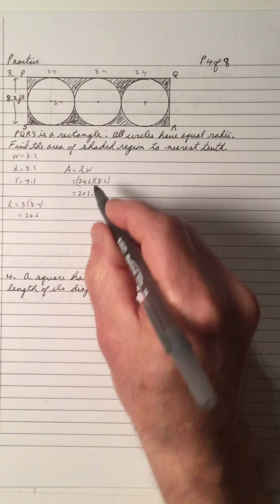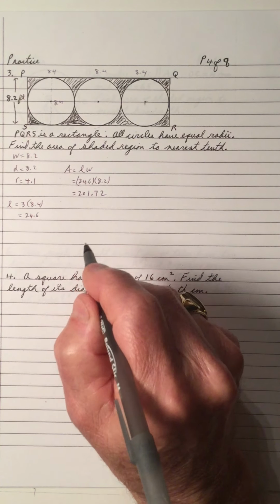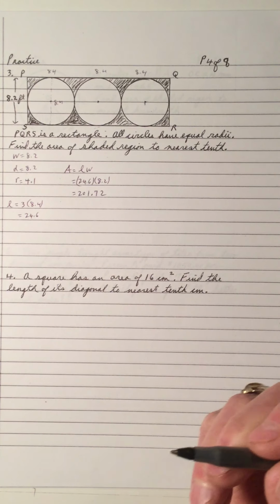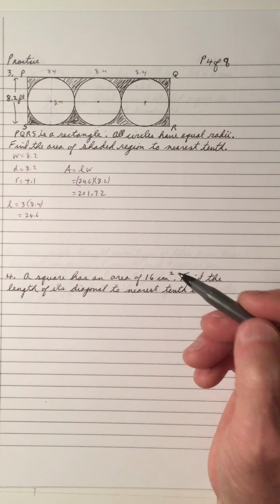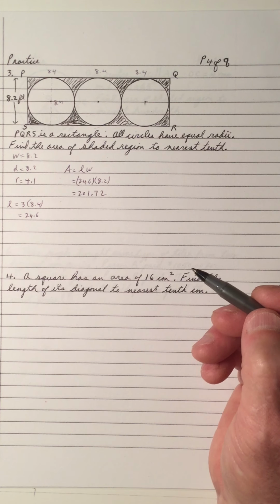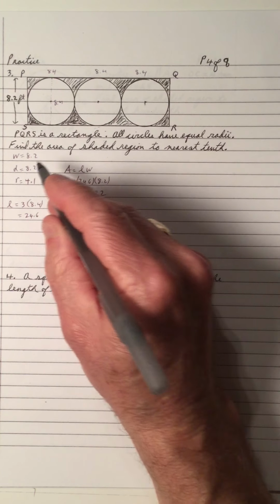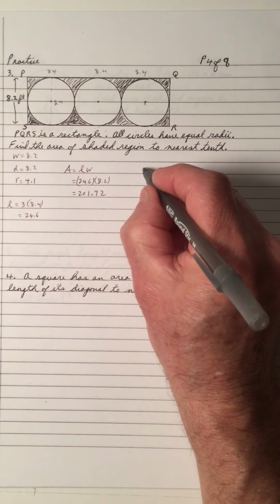And we want to round to the nearest tenth. Some teachers will say don't round yet, round at the end, because if you round too early, you could throw the answer off by a tenth. So let's round at the end. Now we have the diameter of the circle, we have the radius of the circle, so we need to get the area of one circle.